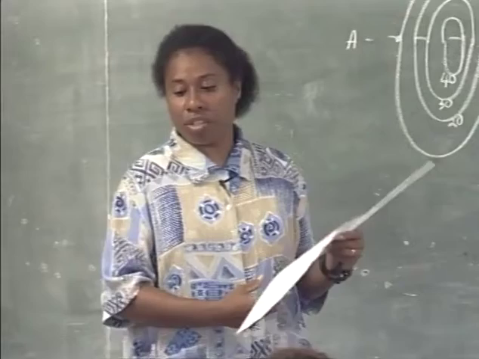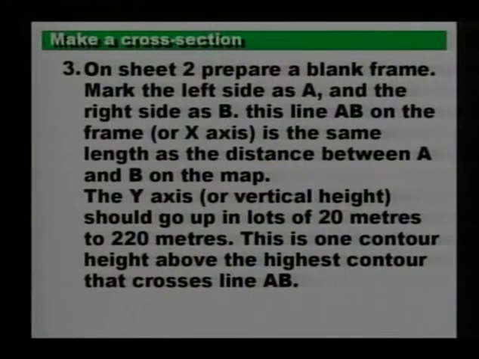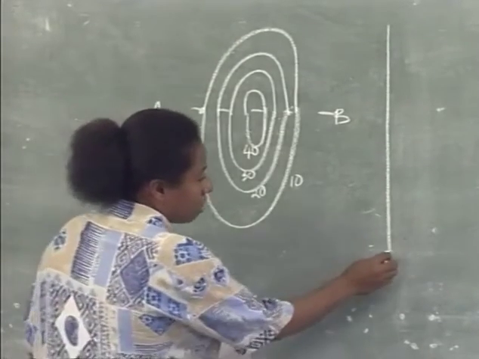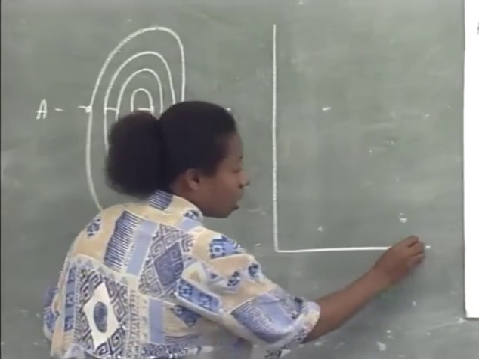We are not going to use another sheet of paper, but rather we would use our exercise book. So in your exercise book, you are going to prepare a blank frame. Mark the left side as A and the right side as B. In other words, we are going to construct a frame on which we are going to put our cross section. So our frame must have a vertical axis and it must have a horizontal axis.